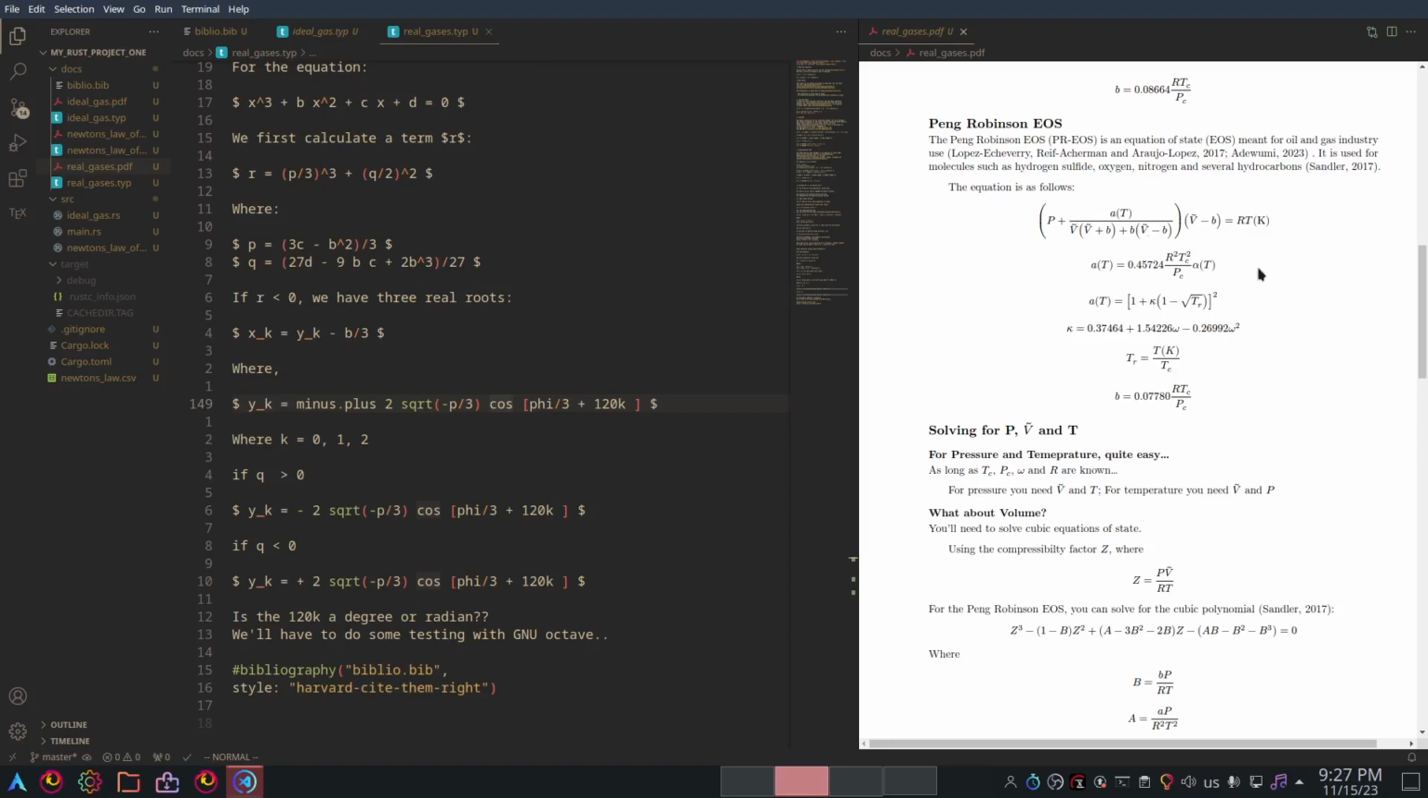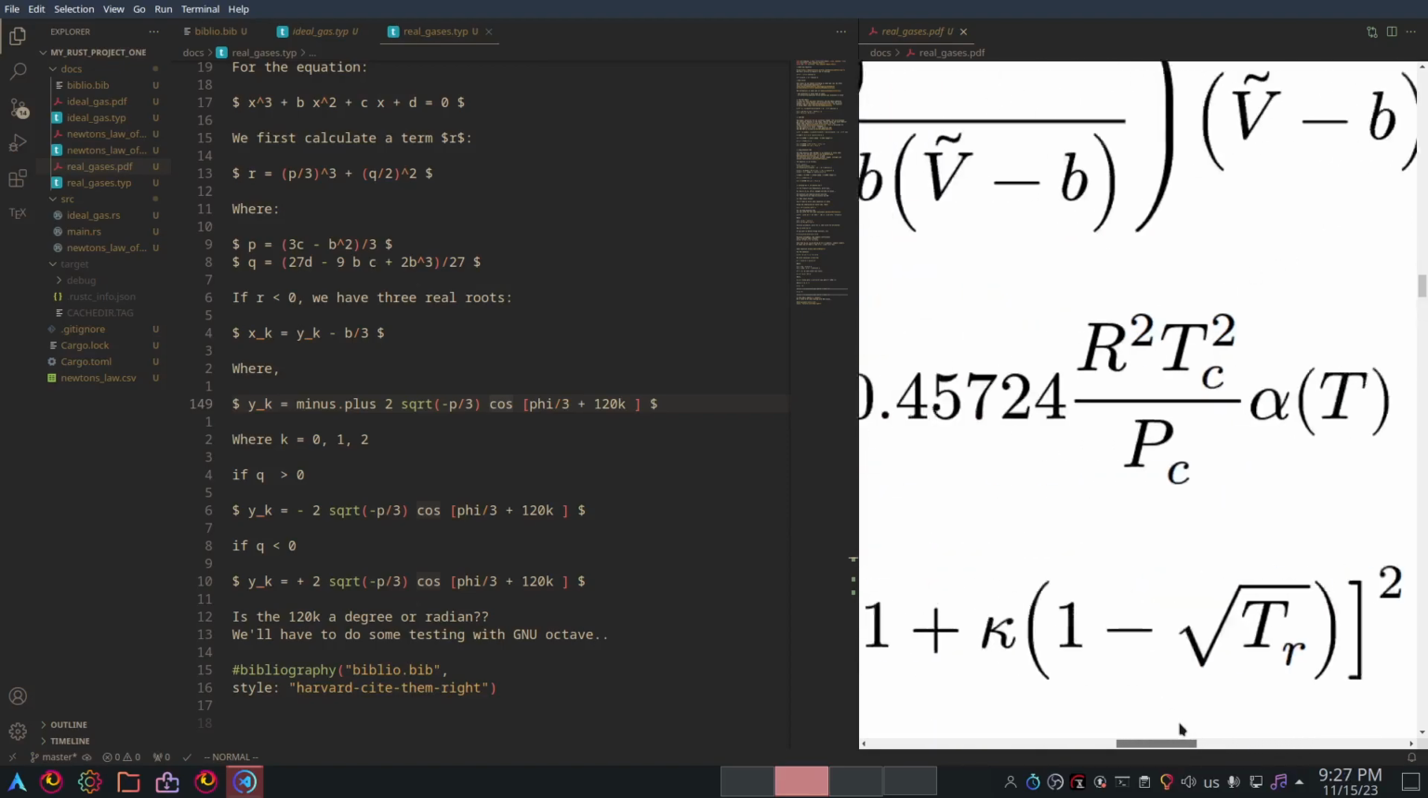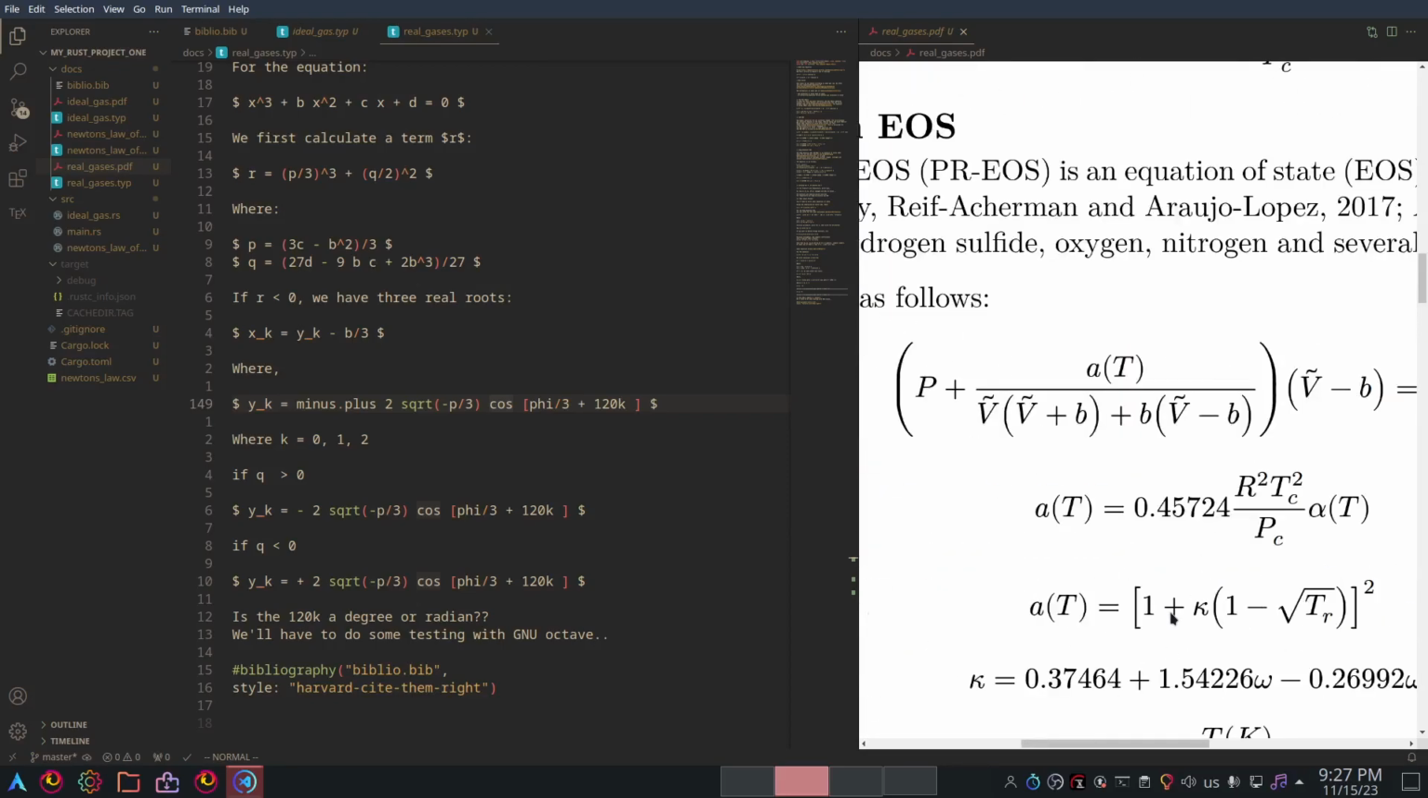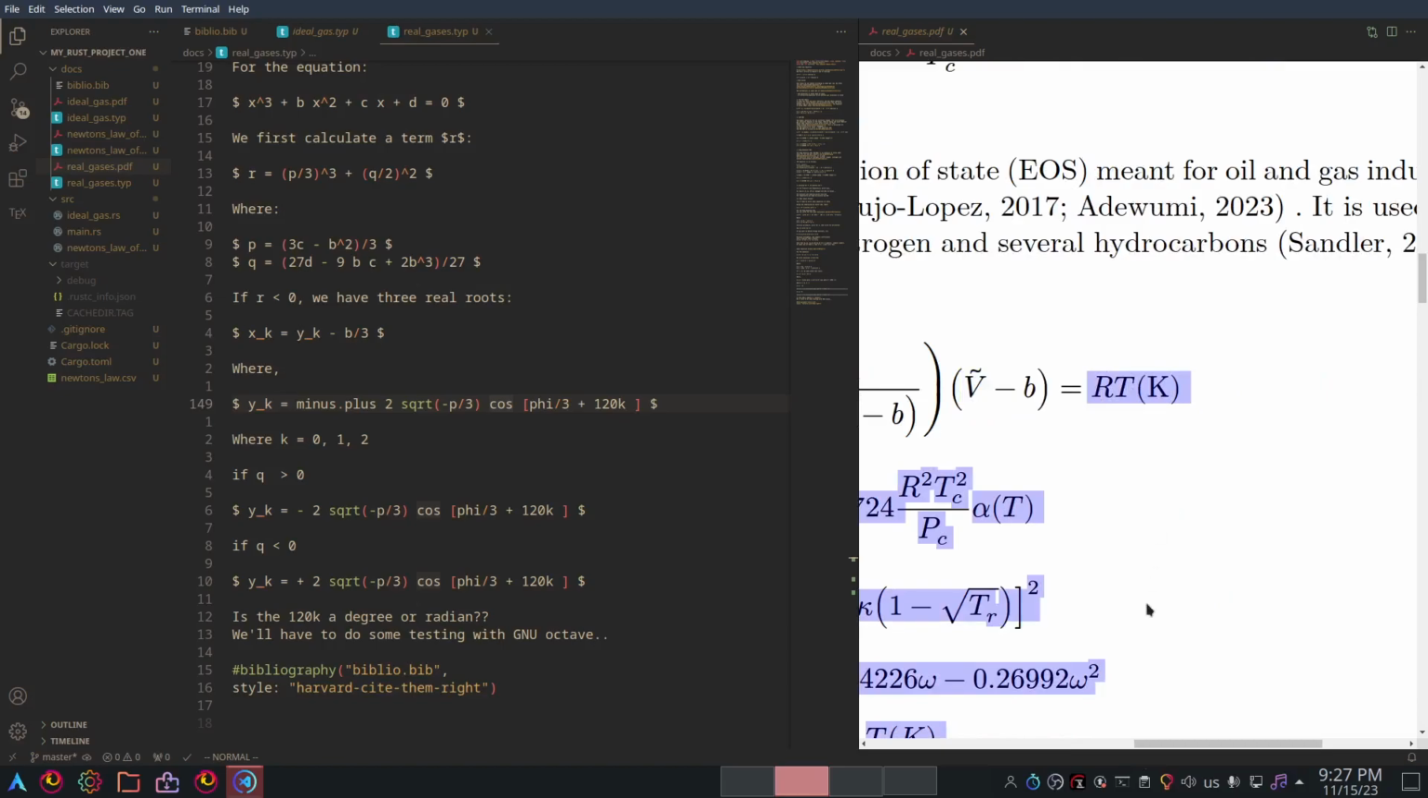So if you take a look at this equation here, don't worry about the notes at the bottom first. Take a look at this equation here. We have P, we have A of T, V at the bottom, V on top, and this RTK over here.